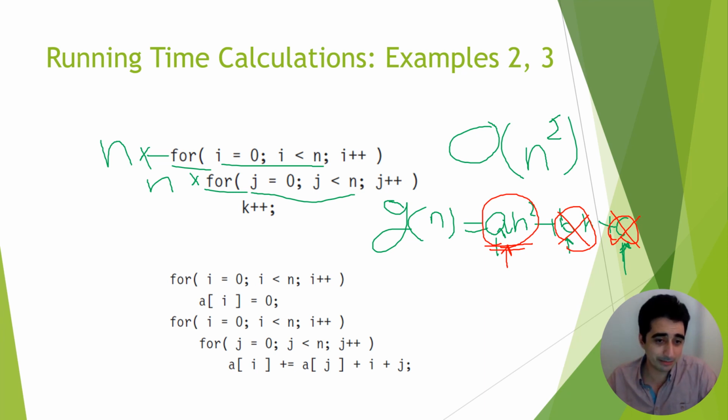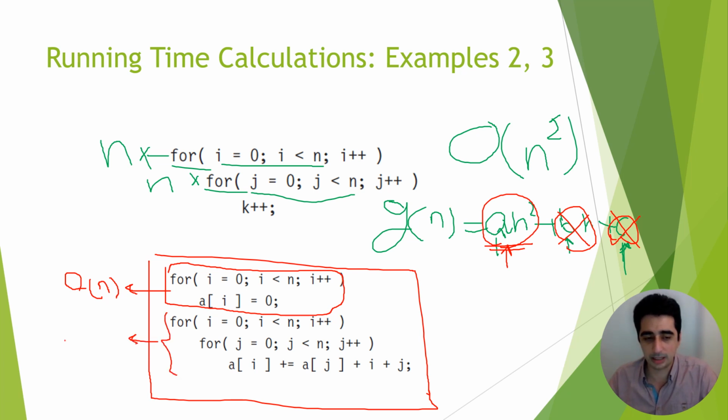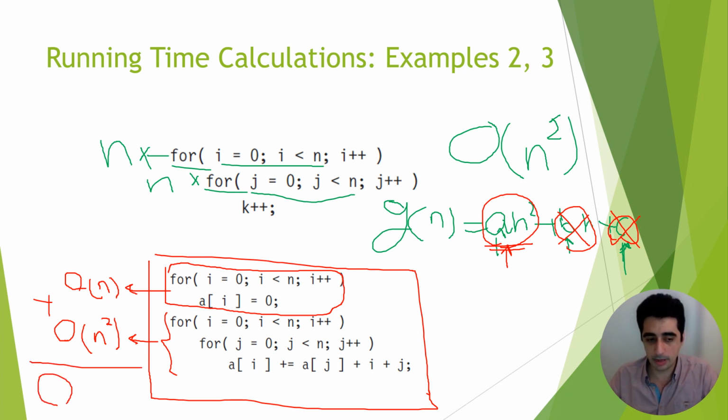The next example is a little bit different. You have three for loops. The first for loop is completely independent of the other two, but the other two are nested. So the first one takes order of n, similar to the first example. And this is similar to the second example that takes order of n squared, right? So when you add these two, because order of n squared is the fastest growing term, the sum would be big O of n squared.